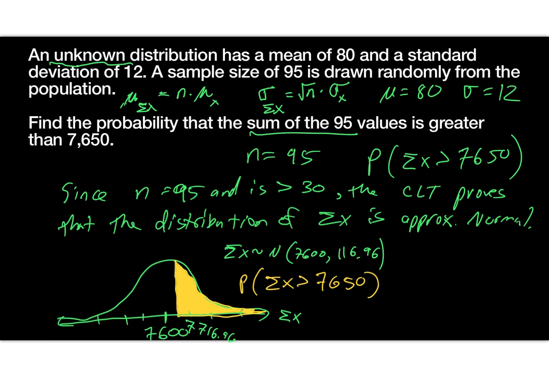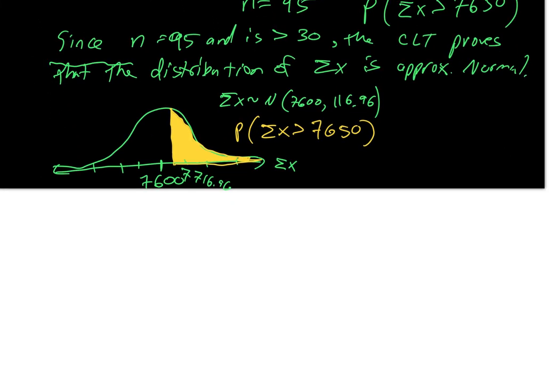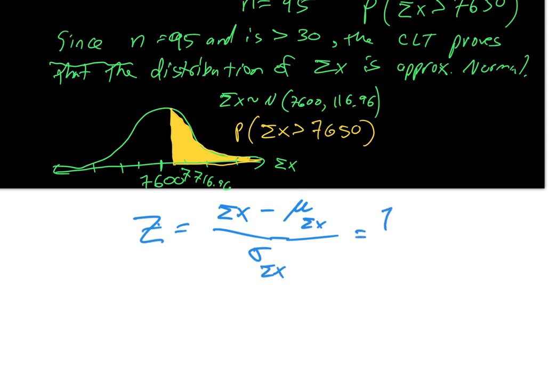I need a z-score formula. Ooh, undo that. Select everything and then move it all up. Z equals stat minus parameter divided by the standard deviation of a statistic. My stat is the sum of x's minus the mean of the sum of x's divided by the standard deviation of the sum of x's, which will be 7650 minus 7600 divided by 116.96.